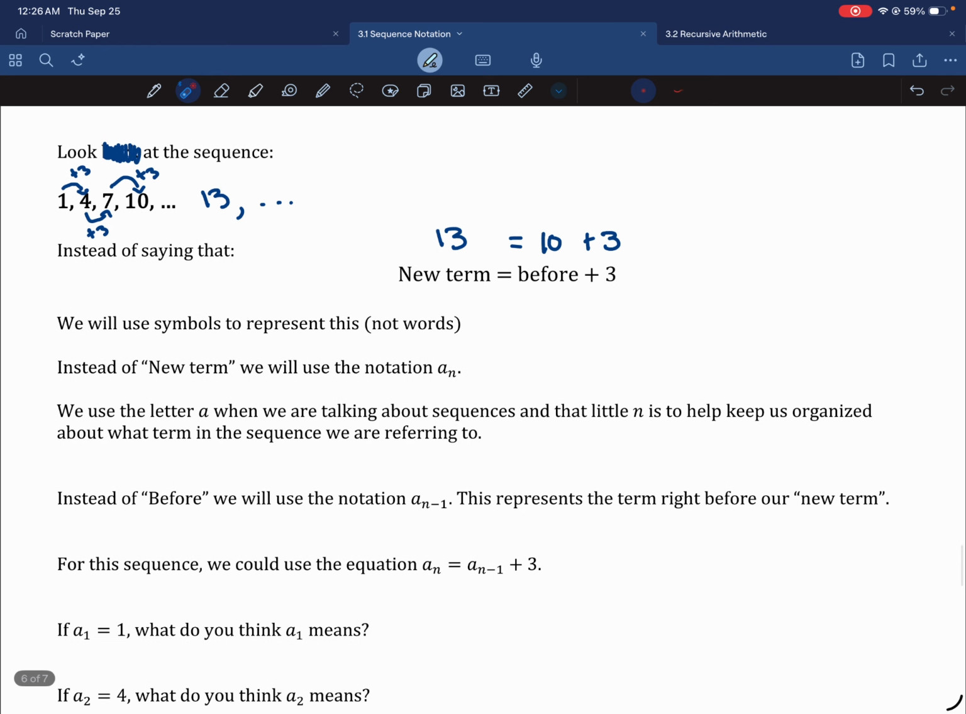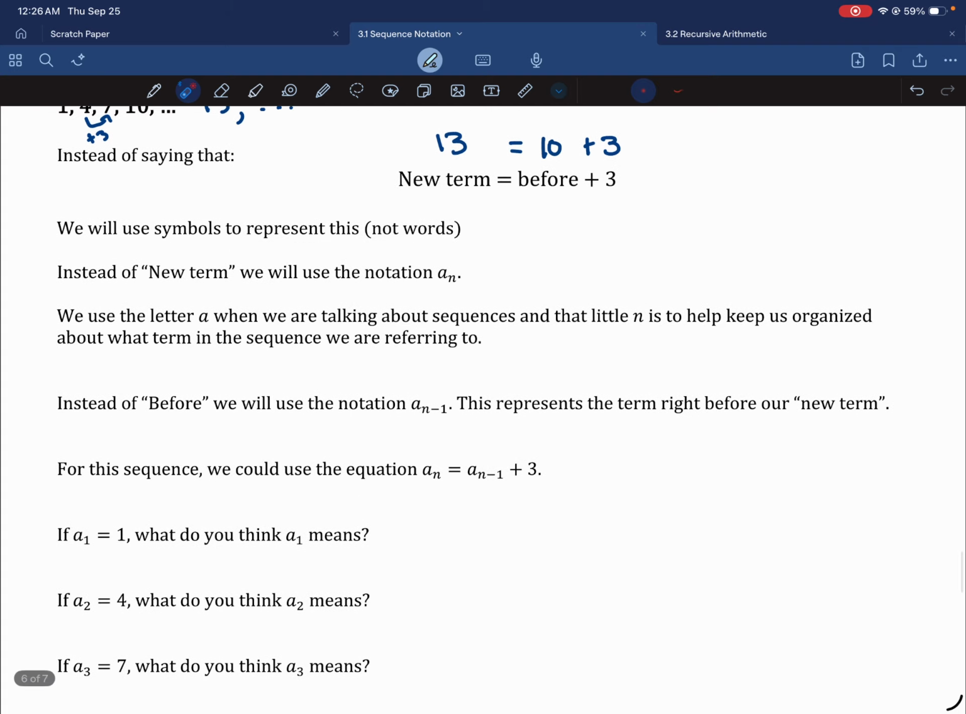So for this sequence up above, we could use the equation a sub n is equal to a sub n minus 1 plus 3. So it's just this exact same thing, but we use the math notation instead of words, okay?